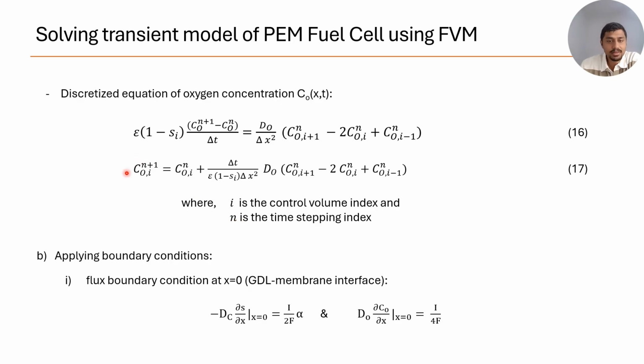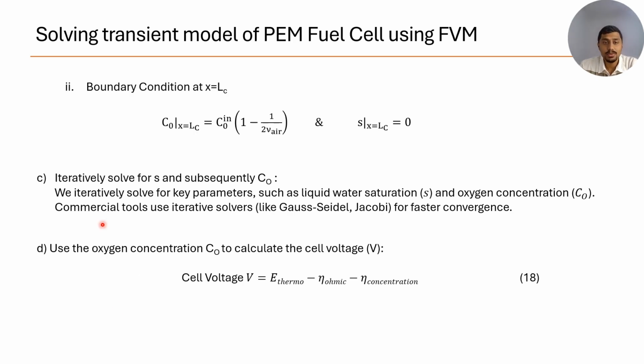All right. So next we apply boundary conditions at x equal to 0, that is GDL and membrane interface. And then we use the boundary condition at cathode boundary, that is at x equal to LC. So basically we are going to iteratively solve for S, that is liquid water saturation, and then for oxygen concentration. We use the oxygen concentration that is solved previously to calculate the output cell voltage that is given by this formula.